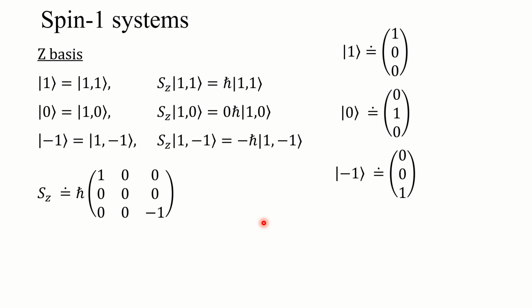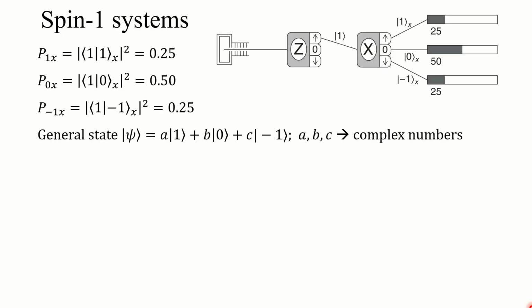But there we have it. We have our S_z operator in matrix representation and the S_z eigenkets in the matrix representation. A question comes, though: what about the X and the Y bases? And we can do the same sort of thing we did with our spin-1/2 systems to sort these out.